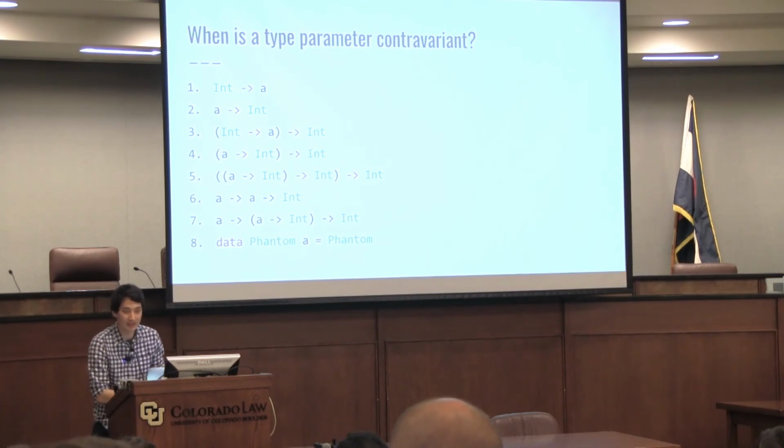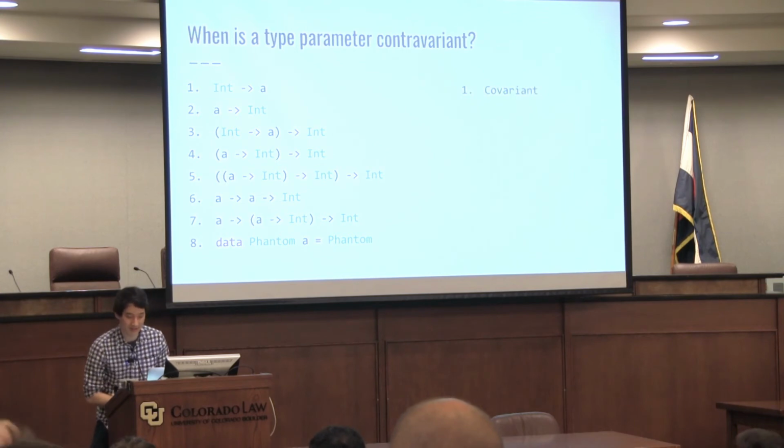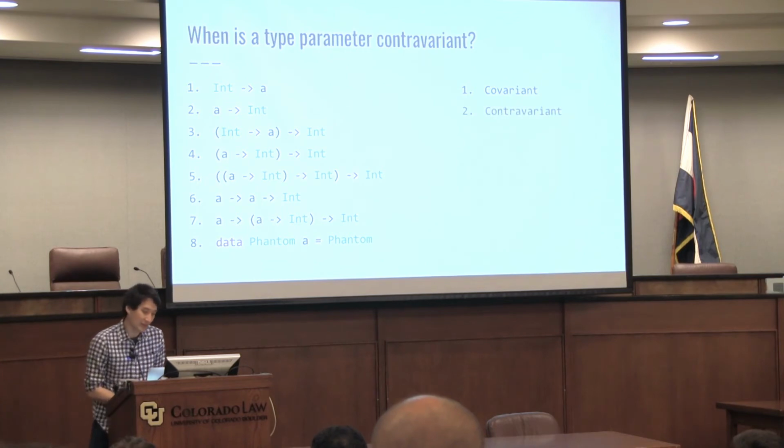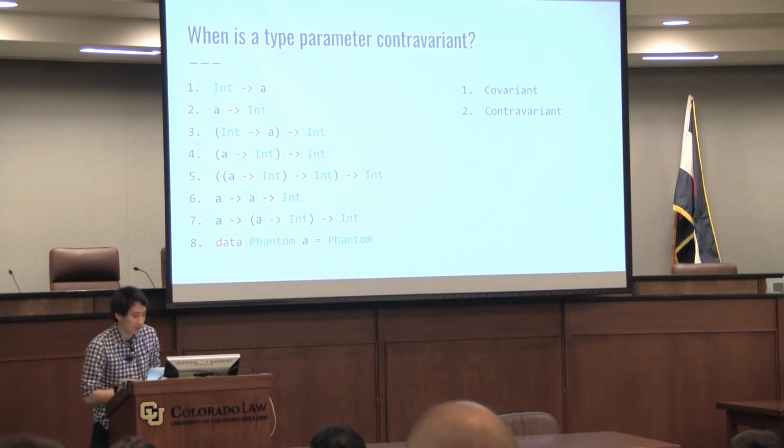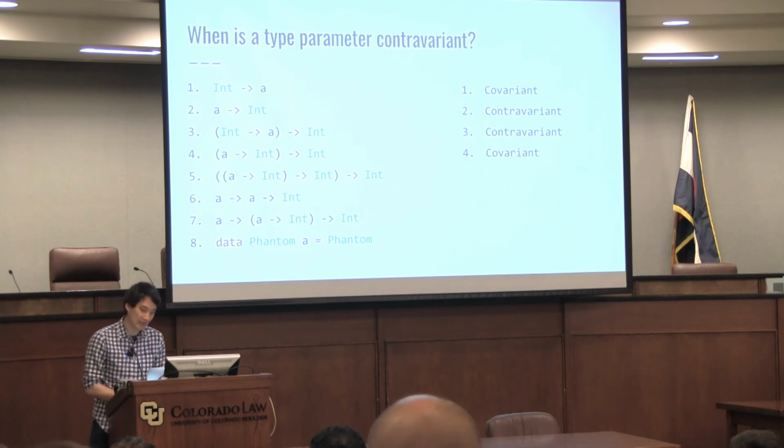So if I have a function from int to A, can I make a functor instance, or can I make a contravariant instance, or both, or neither? Does anyone know? Functor, of course, yes. So it's covariant. All right. What about A to int? Well, that's the example we gave just a second ago, so it's obviously contravariant. Okay, what about this next one? Int to A, and then the whole thing to int. Also contravariant. Good, okay. This next one? Yes, covariant functor.